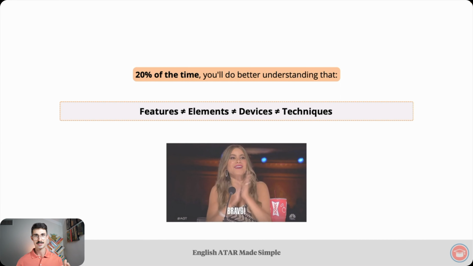It's this 20%, the 20% of the time where you'll do better understanding the difference between these terms, that justifies us having a bit of a discussion about what each term means and how they're different from one another.